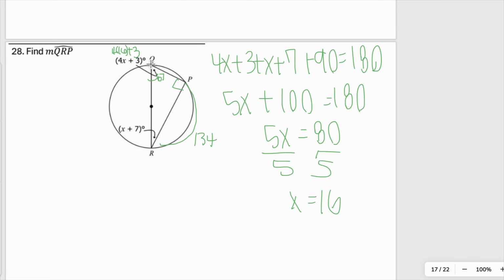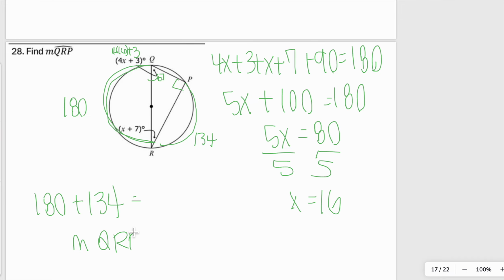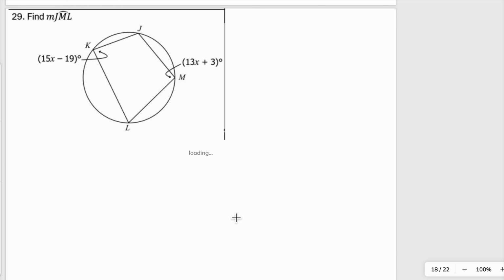So QRP, I still need one more piece of information. I need this arc from Q to R, and that one's going to be your semicircle, so 2 times 90 is 180. So now, from Q to R to P, I can take 180, add it to 134, and I'm going to get 314 degrees. So the measure of arc QRP is 314 degrees.